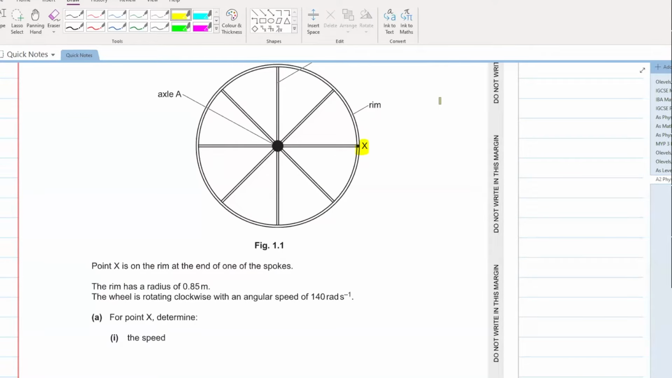Very good. The rim has a radius of this. The wheel is rotating clockwise with an angular speed of this. So basically, what are you given? You are given the radius and you are given the W.